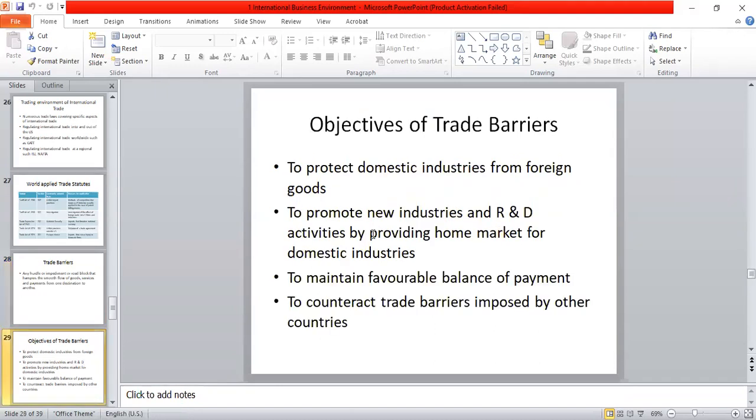Now, the second objective, to promote new industries and R&D activities by providing a home market for domestic industry. Now, in case of R&D activities, what are the barriers? At an international level, if you want to sell your innovation, whatever innovation an Indian scientist has, and that Indian scientist wants to sell his innovation, then what he does, he goes for right and patent.